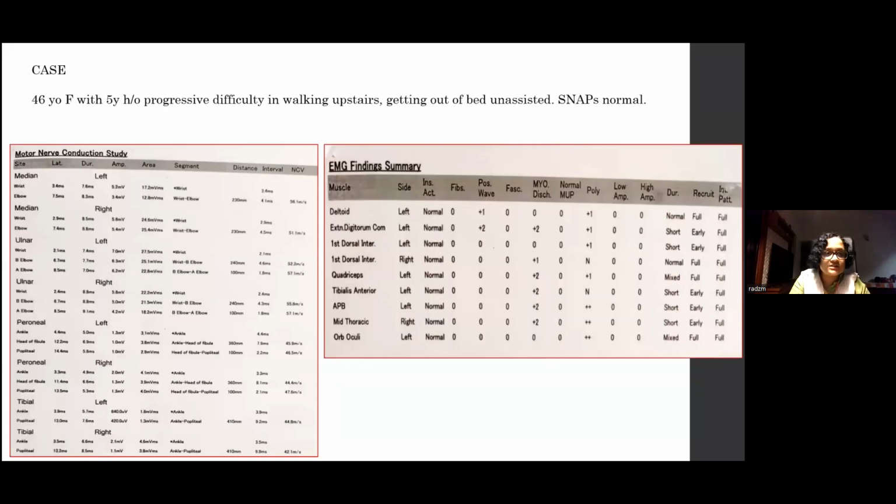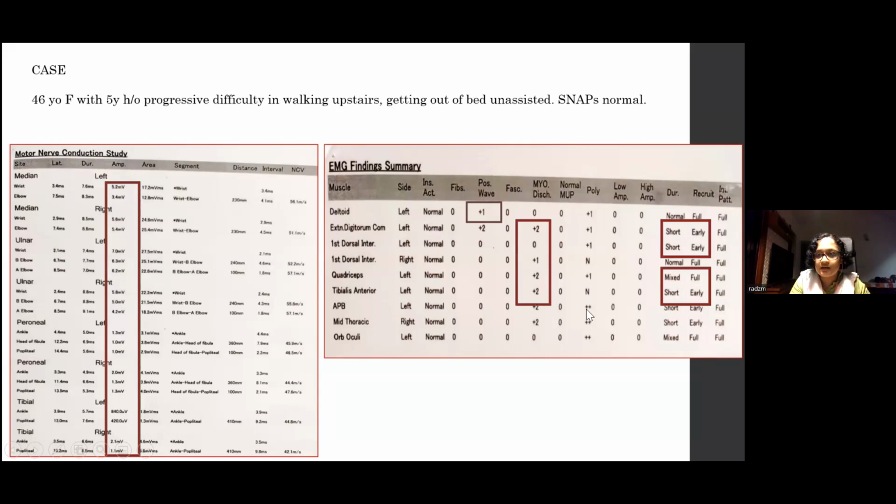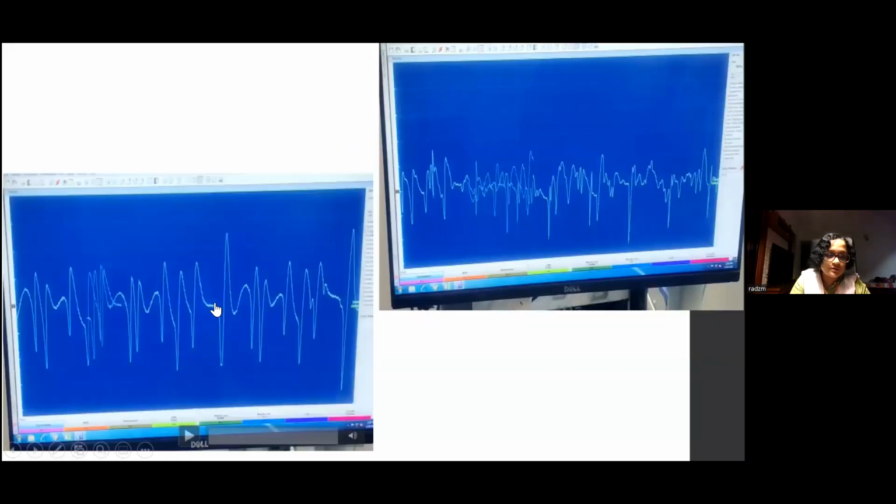So this is another patient who had a progressive proximal weakness. And if you see, the motor amplitudes were slightly on the reduced side. It's quite low actually, in microvolts, for somebody who is in their 40s. And if you see the EMG, multiple myotonic discharges were seen with myopathic motor units. And this is what they sounded like.